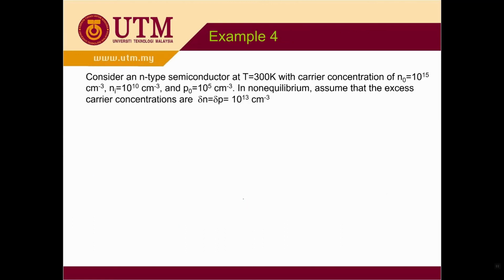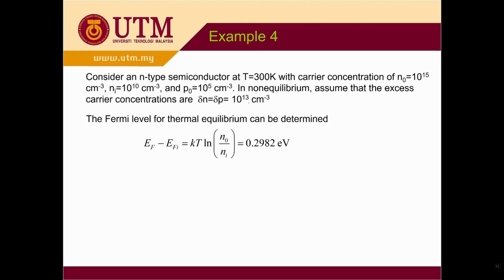Now let's look at an example of how we can solve a question on the quasi-Fermi level. We consider an N-type semiconductor at T equals 300 K with carrier concentration N0 of 10 to the power 15, and Ni is given, silicon, and P0 is 10 to the power 5. We know that this is N-type because N0 is larger than P0. Then in non-equilibrium, we are given the excess carrier concentration, delta N equals delta P, 10 to the power 13. So you see the excess electron is quite high as well. N0 is 10 to the power 15, delta N is 10 to the power 13.